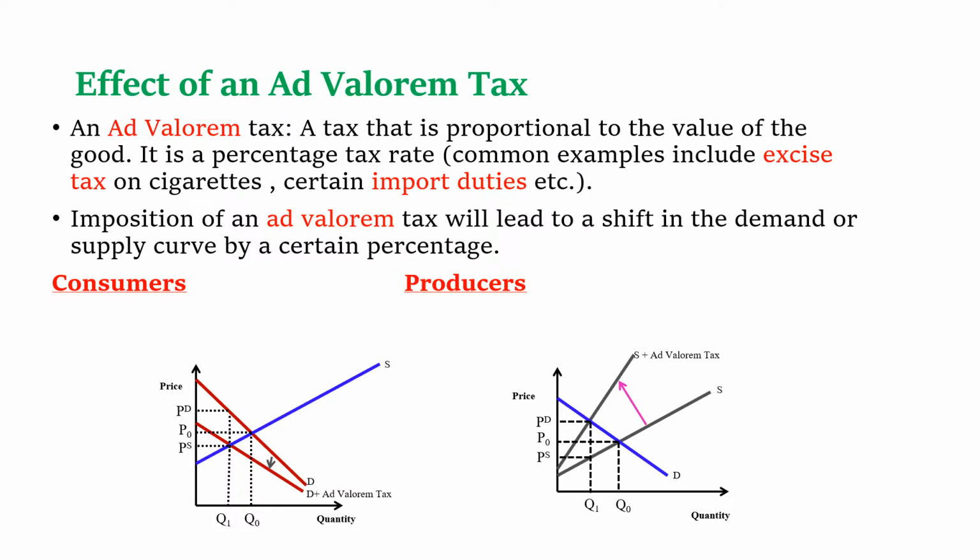So this is the new supply curve after the ad valorem tax. Then for the demand, this is the new demand curve after the ad valorem tax. At the new demand price, we have a supply price. The difference between those two gives us what? The tax, right? So it's just the same as the previous one.